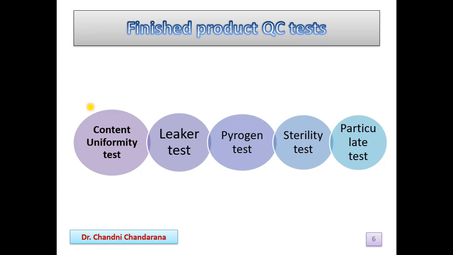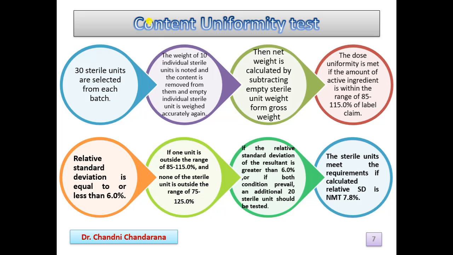Now the very important tests are the finished product quality control tests. The first one is the Content Uniformity Test, then the leaker test, or we can say the leakage test, then the Pyrogen test, Sterility test, as well as the Particulate test. The first one is the Content Uniformity Test. How can we perform it?